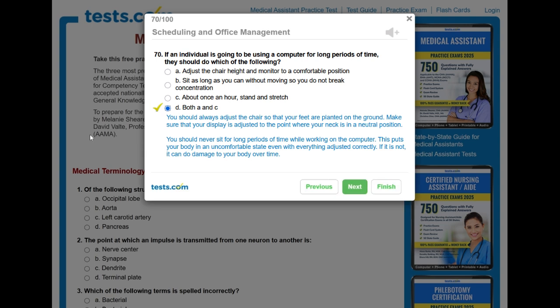D. Both A and C. You should always adjust the chair so that your feet are planted on the ground. Make sure that your display is adjusted to the point where your neck is in a neutral position. You should never sit for long periods of time while working on the computer. This puts your body in an uncomfortable state, even with everything adjusted correctly. If it is not, it can do damage to your body over time.